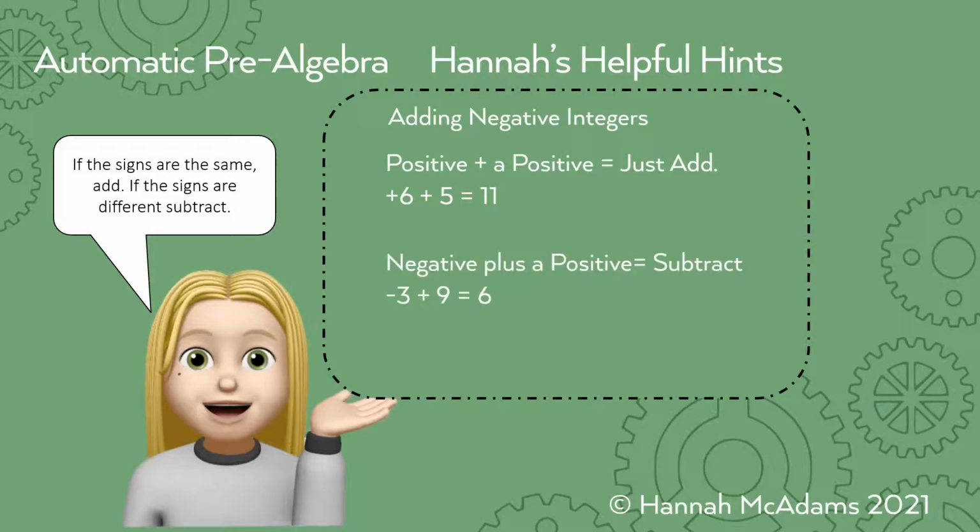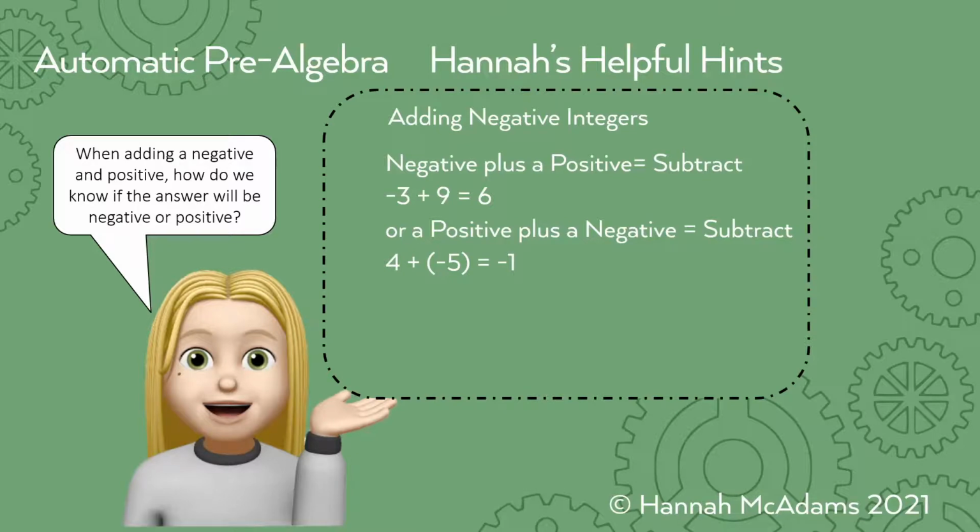If you have a negative plus a positive, those are different, so we're going to subtract. Negative 3 plus 9 is 6. Or if you have a positive plus a negative, then you're going to subtract. 4 plus negative 5 is negative 1.